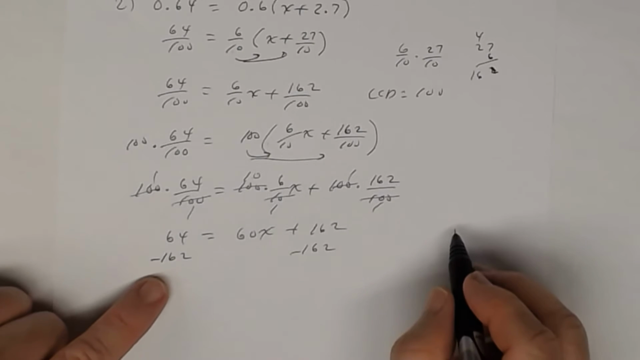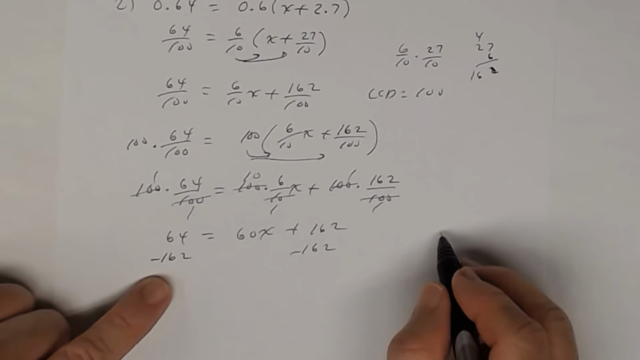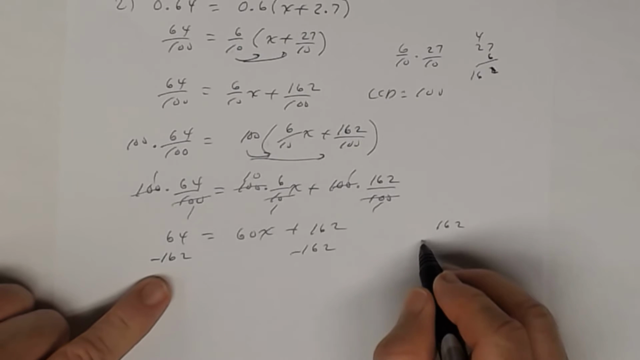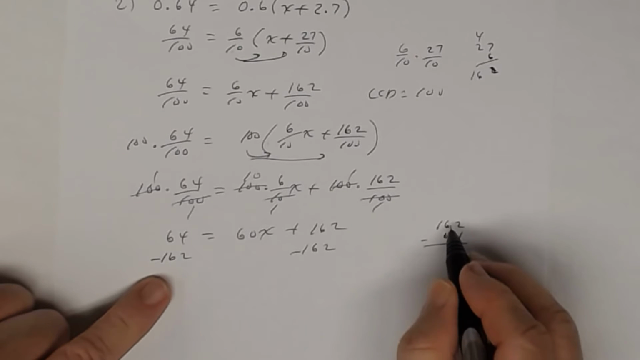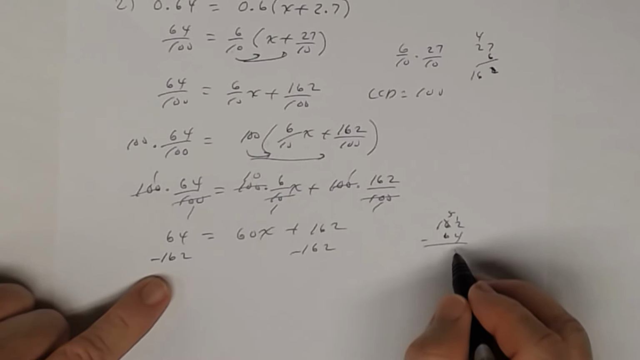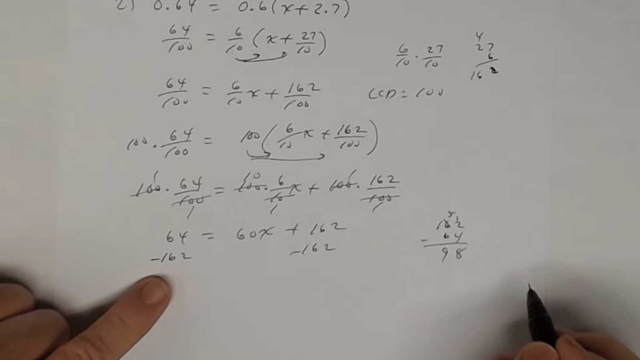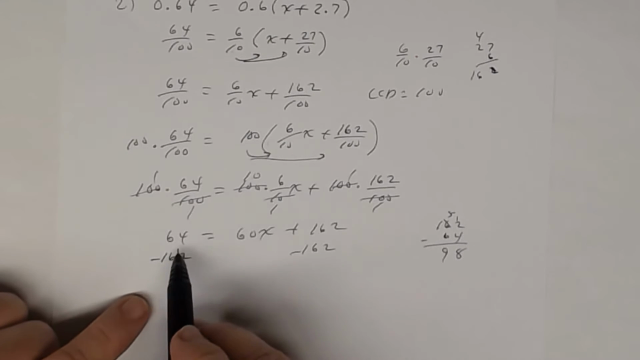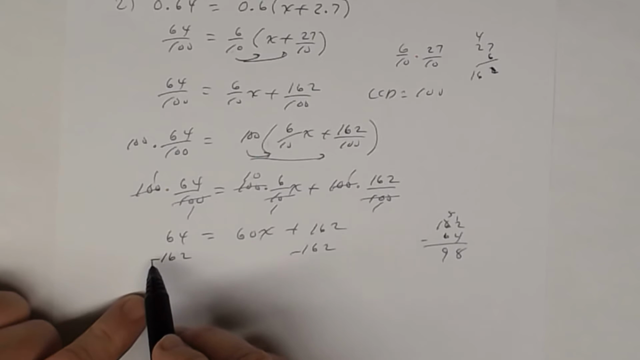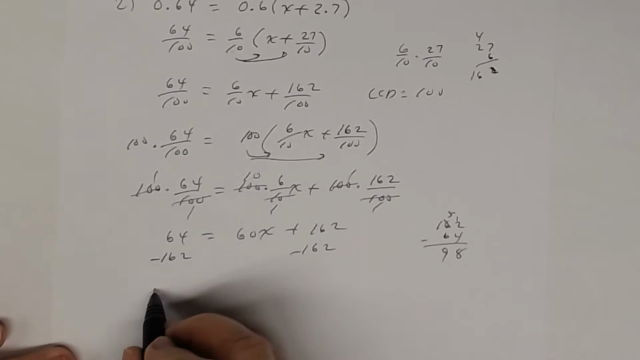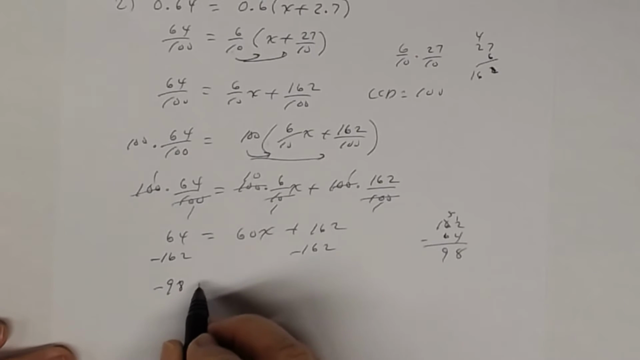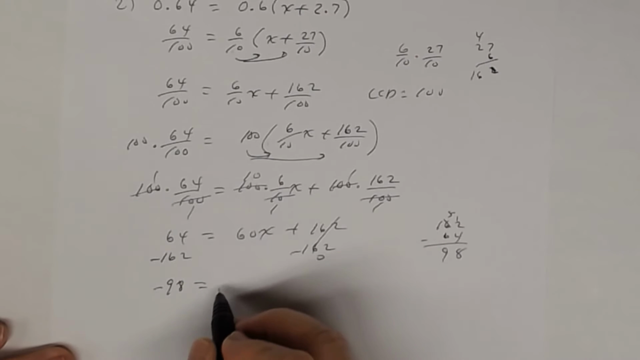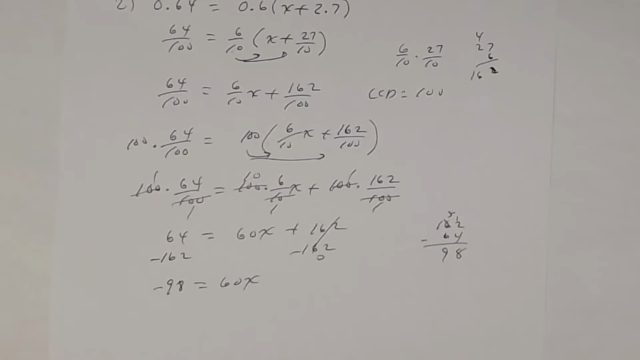And so 64 and a negative 162, so 162 minus 64, so that's going to be what? That's 8, and then 6 from 15 is going to be 9, so that's 98. But it's a negative 98, right? Because 64 and a negative 162 is a negative 98. Equal, this is 0, and you're left with 60x.